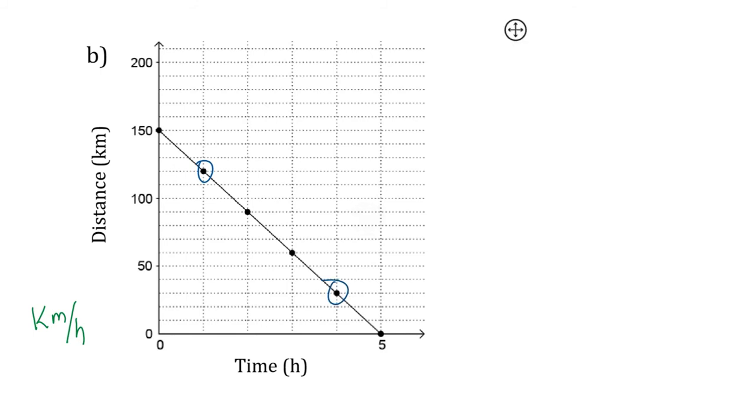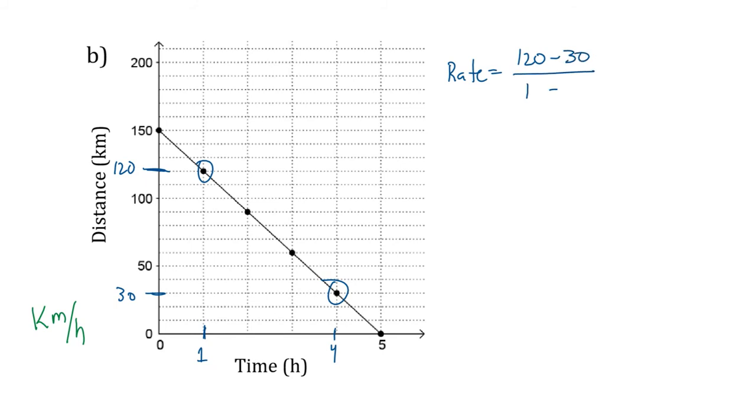And if you pick 2 different points, that would be great. And let's see if we get the same answer. So this is, let's see, we're counting by tens. So 120 at, looks like 1 hour. And this looks like 30 in 4 hours. Okay, so my rate is 120 minus 30 over 1 minus 4.